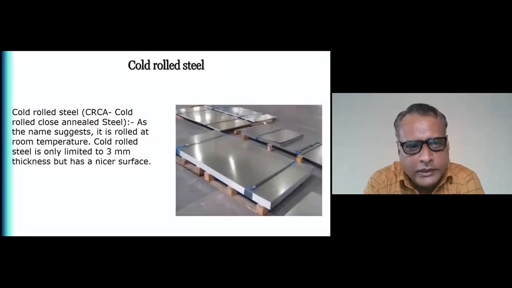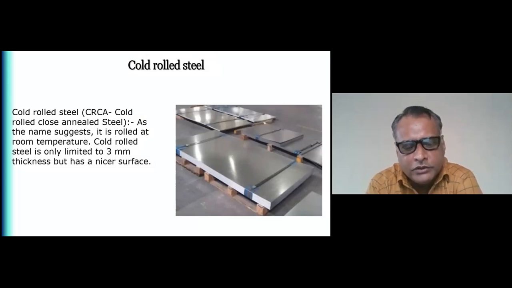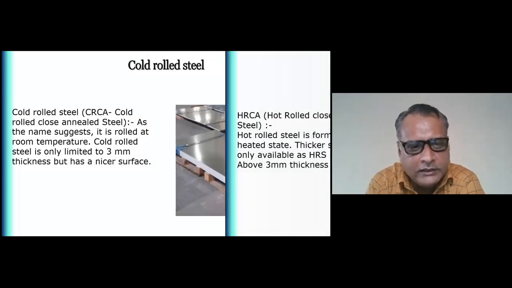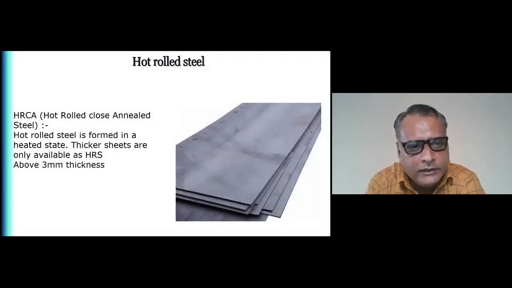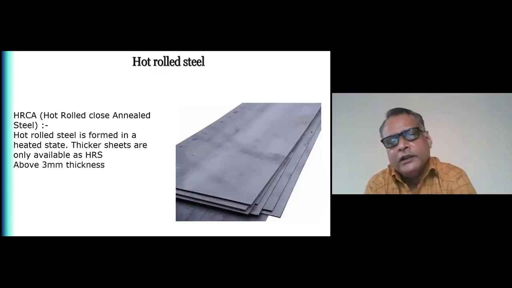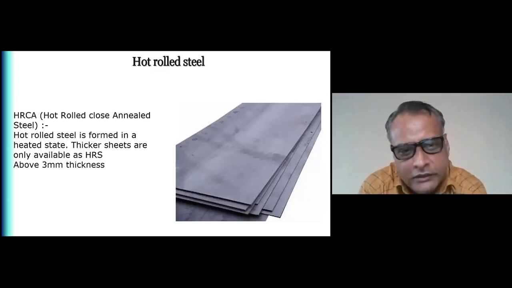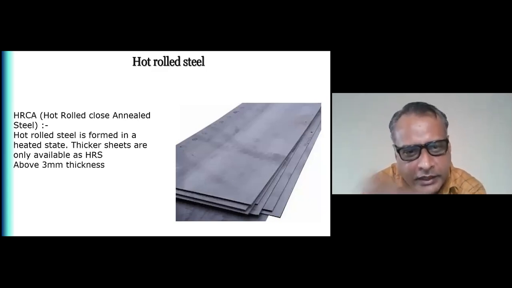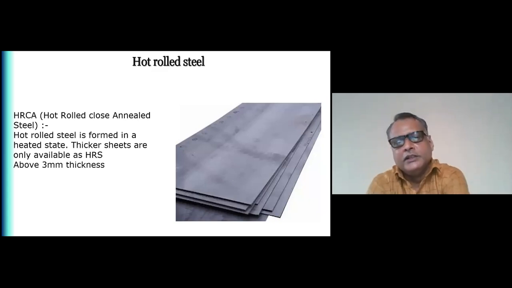Now, cold rolled steel, generally CRCA. As the name suggests, it is rolled at room temperature, and cold rolled steel is limited up to about 3 mm thickness, but has a nicer surface. Now, generally it is written as HRCA sheet, that is hot rolled and closed annealed. Annealing, for those who are in the non-technical field, I just want to explain, is a heat treatment process, and these sheets are heat treated. So this is known as annealed steel. And HRCA sheet is available for more than 3 mm thickness.